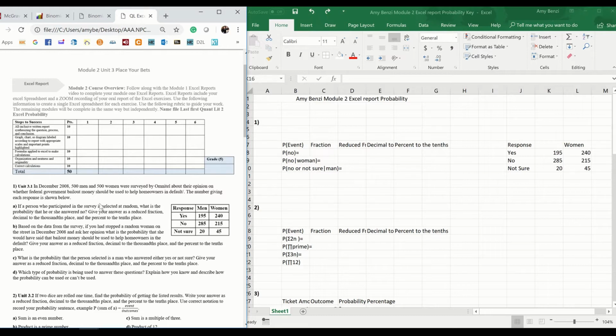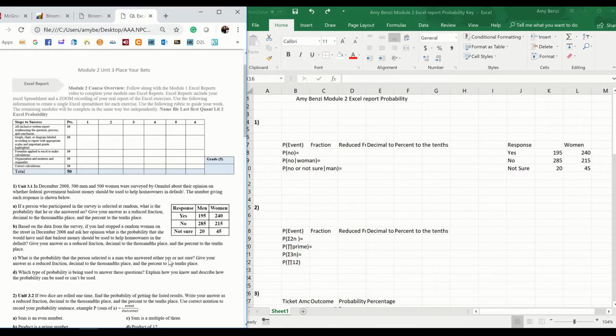Our first problem here has given us a little chart of a poll that was taken of 500 guys and 500 girls in 2008, asking them their opinion about whether or not government bailout money should be used to help homeowners. So for our first part alpha here, it's asking us to find the probability that any person said no. Part Bravo is asking us to find the probability of a woman who said no. Part Charlie's asking us to find the probability that a man says no or not sure.